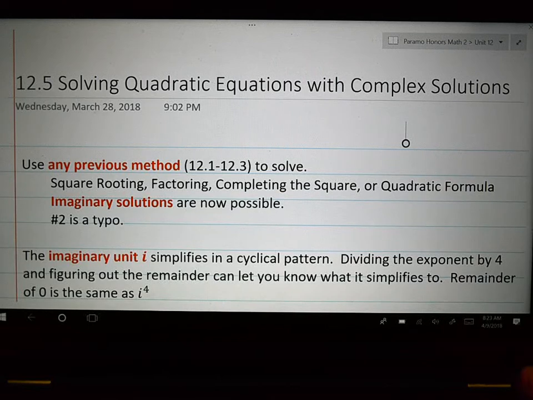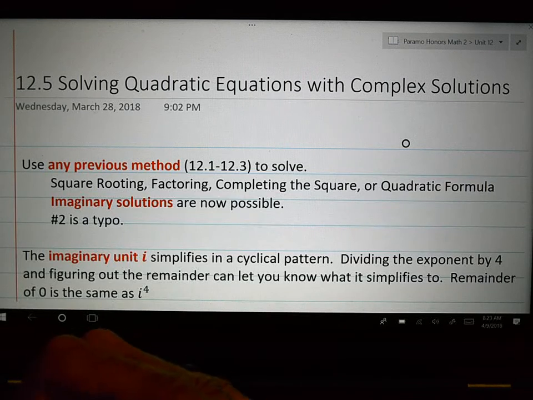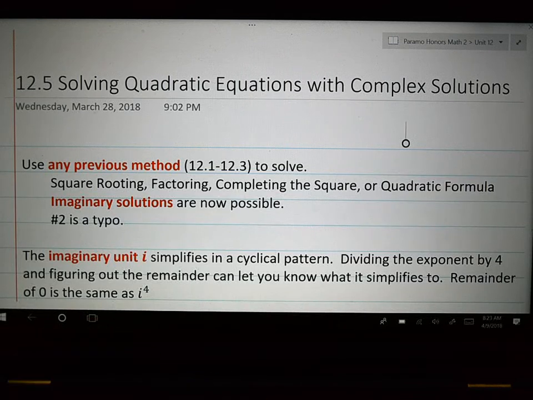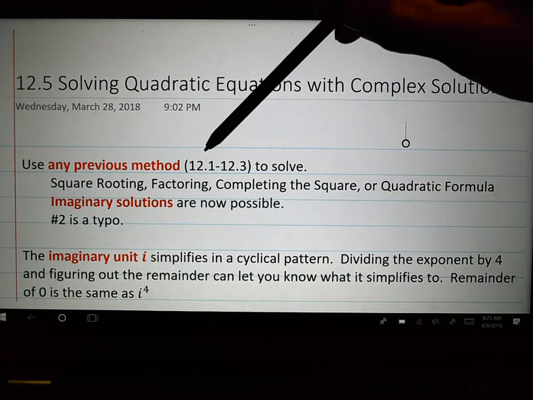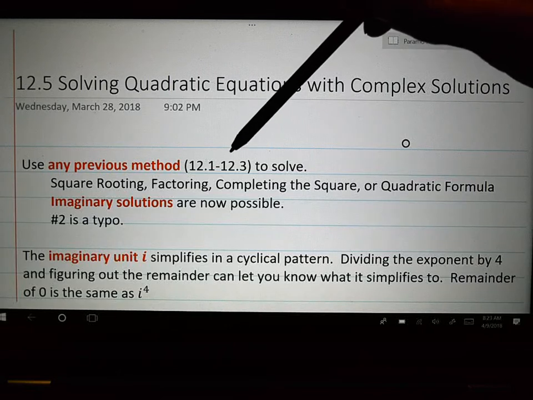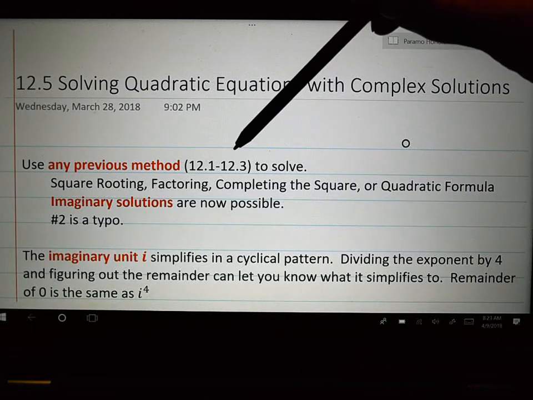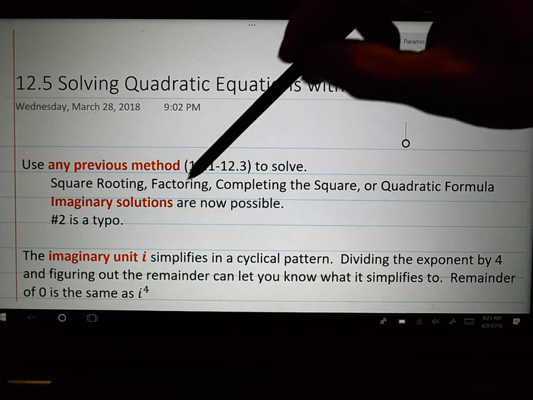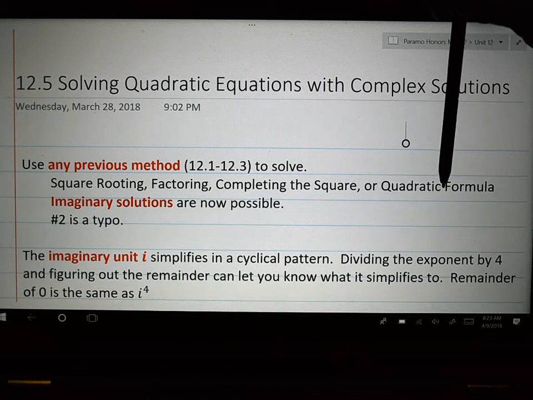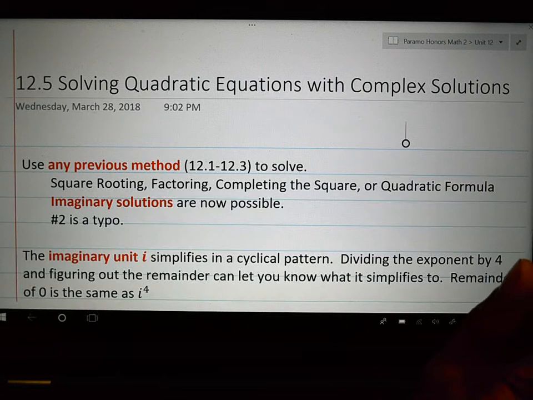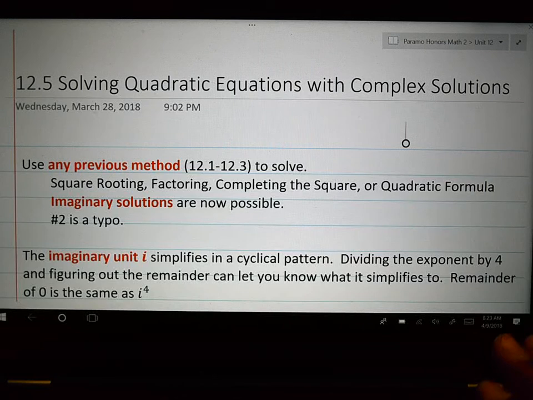In 12.5, we are going to basically review every single thing we've done, and we're going to add one element to it. In 12.1, we learned how to solve by the square root method. In 12.2, we also did factoring in 12.1. We also, in 12.2, learned completing the square. In 12.3, we learned the quadratic formula. And up until now, or up until section 4, we said that if you had the square root of a negative number, that was no real solution.